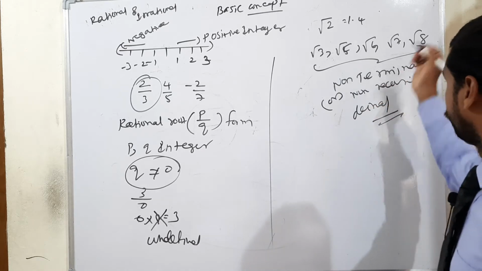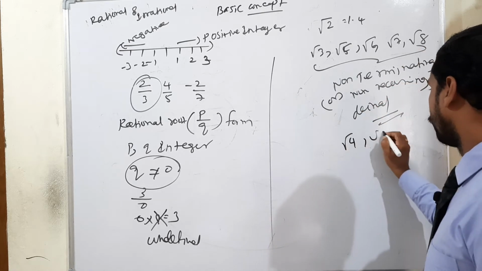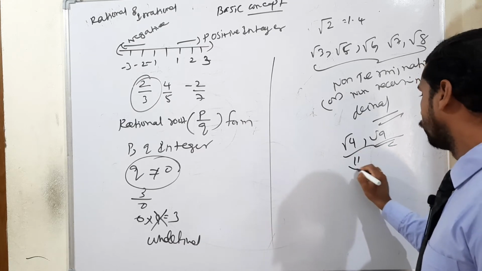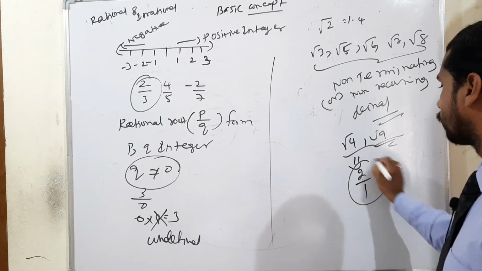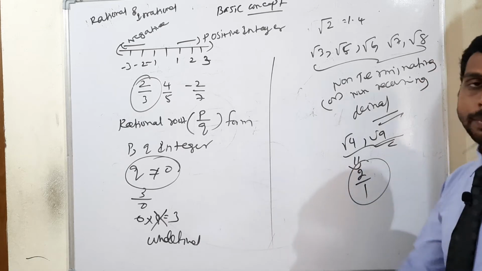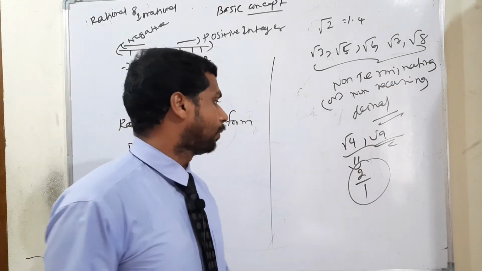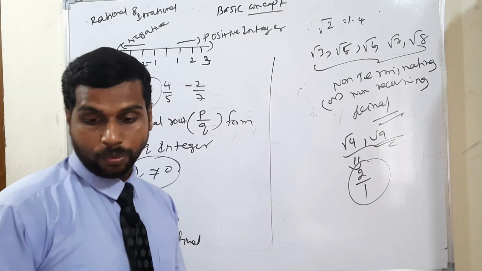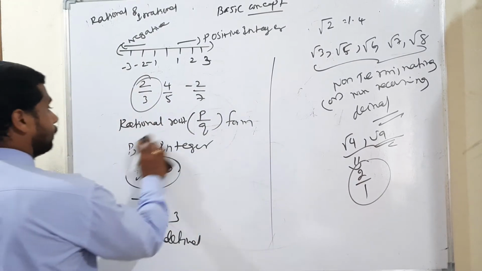But if you take root 4 and root 9, see, these are perfect squares. Simply we can say root 4 is equal to 2 by 1, which is P by Q form. If it is in P by Q form, what is the name? Rational number. Now you can understand the difference between rational and irrational. I am moving to one of the important conditions.